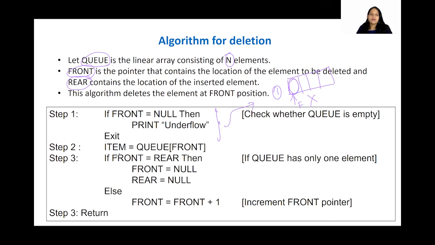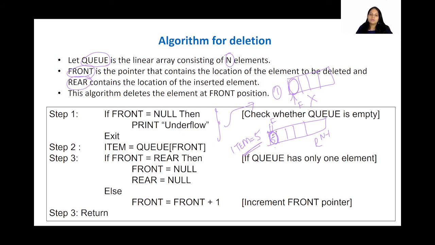Okay. Otherwise, in any other case, even if my rear is at n minus 1, that doesn't matter. But as long as there is even a single element in my queue, then what I'm going to do, first I'm going to store that element into item. First I'm going to save it somewhere. Okay, suppose there is 5 here, I'm going to say item is equal to 5.